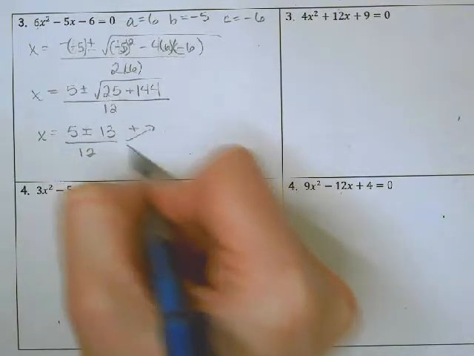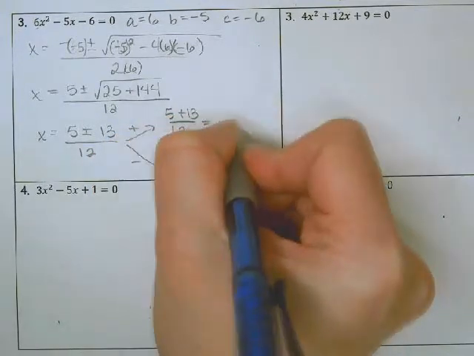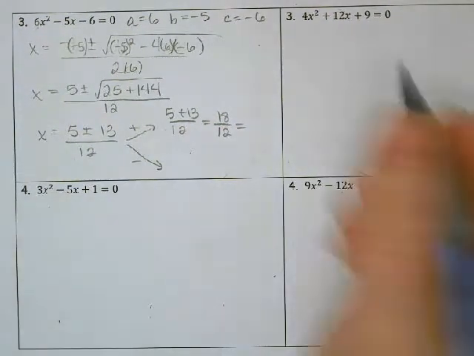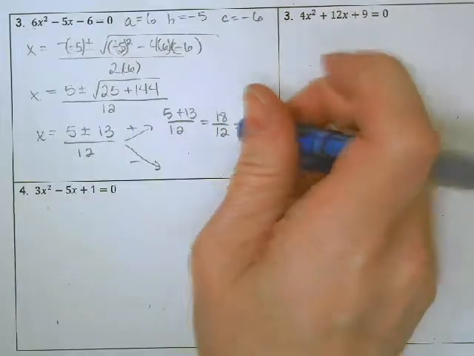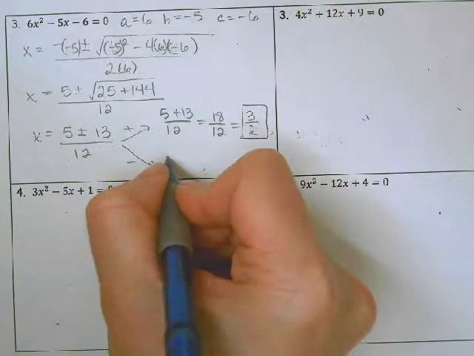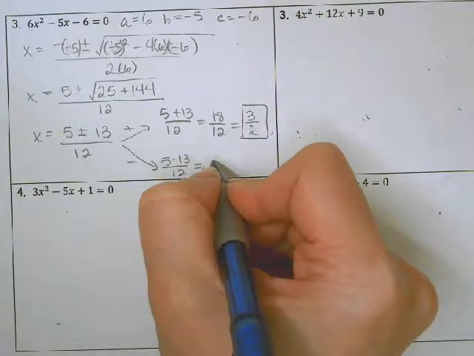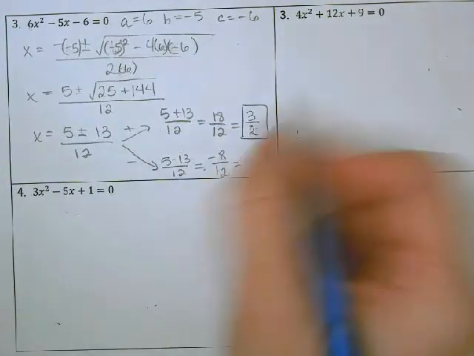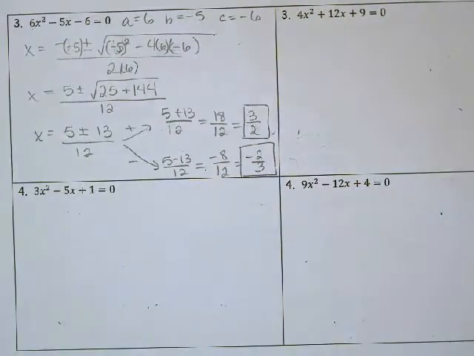I can split it off into my plus and my minus. 5 plus 13 divided by 12 is 18 over 12, which is not a whole number, but that reduces to either 1.5 or 3 over 2, because those are both divisible by 6, not 3 over 6, sorry, 3 over 2. The other one is 5 minus 13 divided by 12 is -8 over 12, which reduces to, those are both divisible by 4, so -2 over 3. I'm going to leave that one as a fraction for sure.